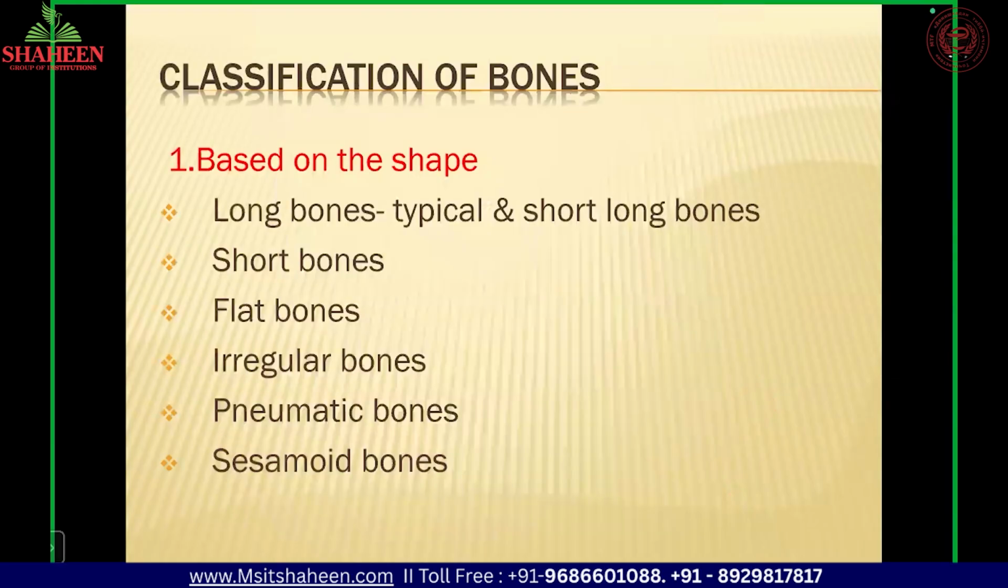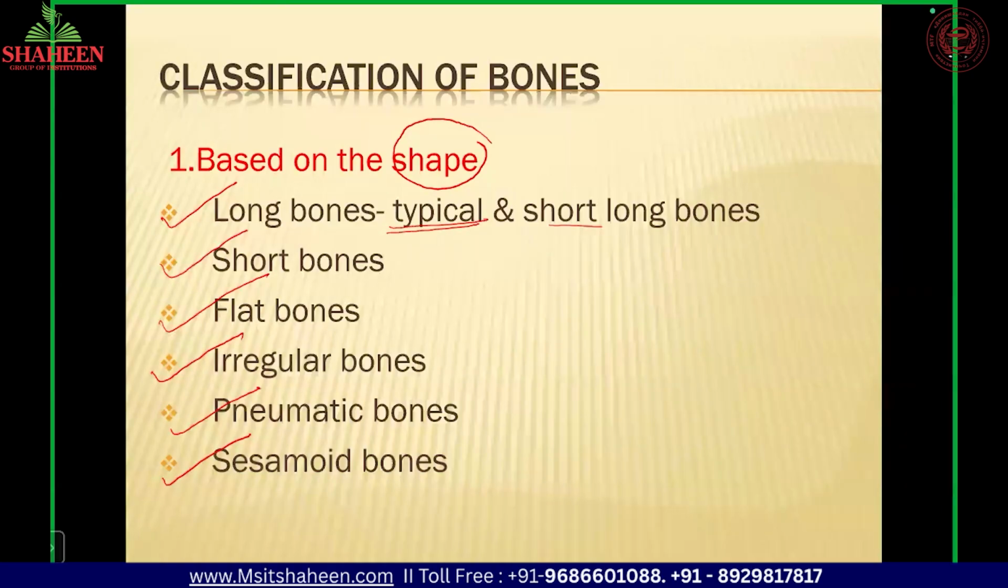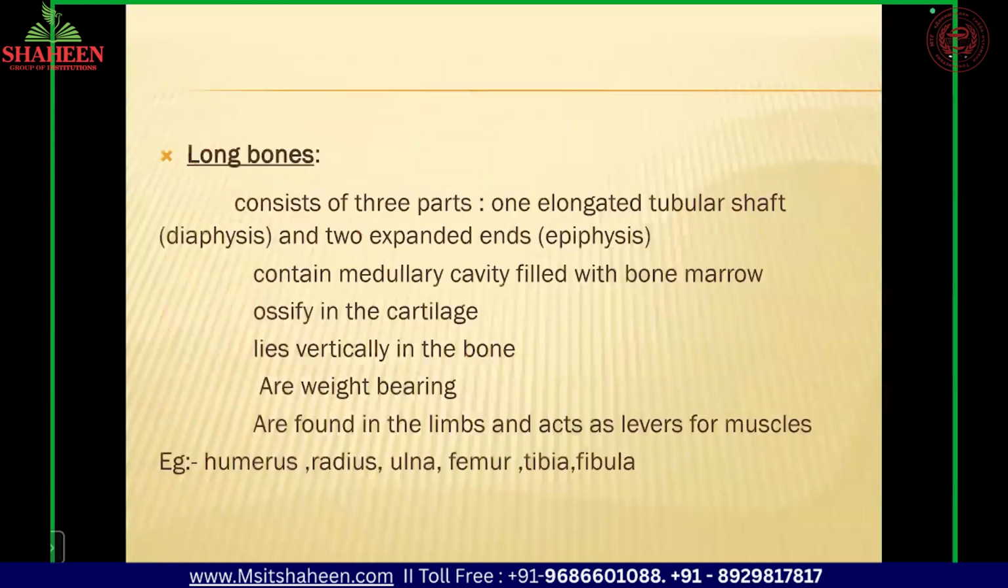Next is the classification of bones. Bones can be classified first based on the shape. Based on the shape, the bones can be classified into long bone, short bone, flat bone, irregular bone, pneumatic bones, and sesamoid bones. The long bone can again be classified into typical long bones and short long bones.